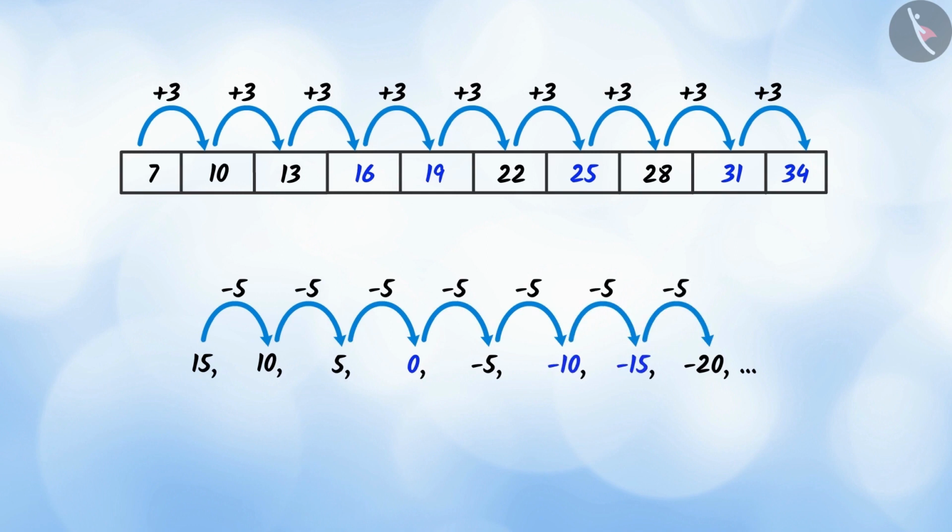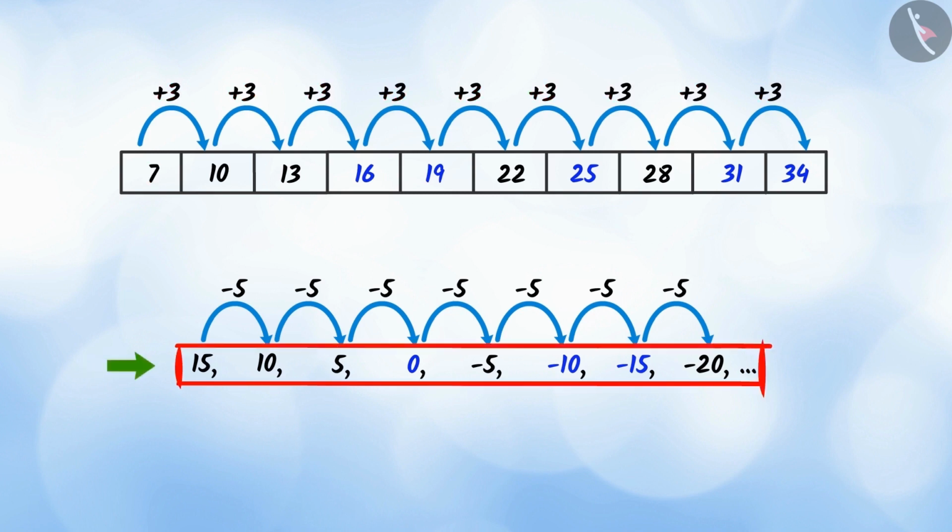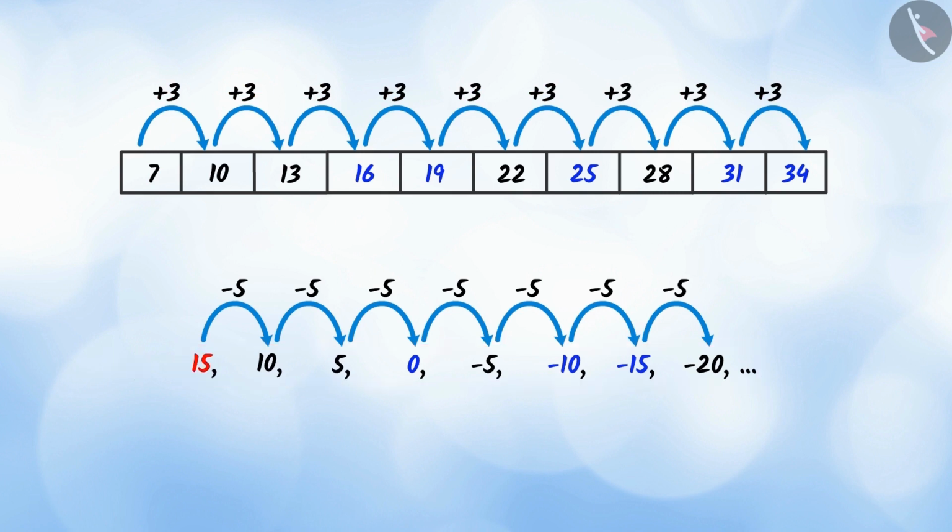What can you tell by looking at these two patterns? We see that each term in this list, except the first term, is derived by adding a certain number, which is 3 here, to the previous term. On the other hand, every term in this list, except the first term, is derived by adding a certain number, which is -5 here, to the term before itself.